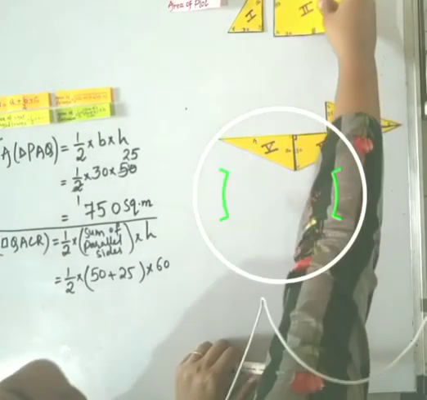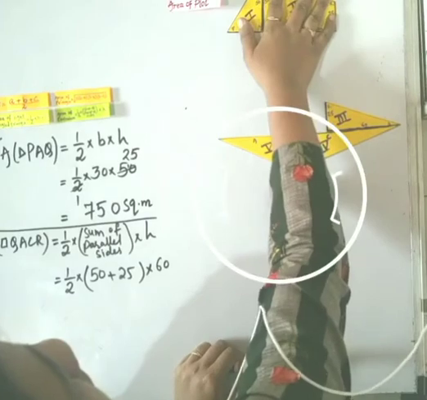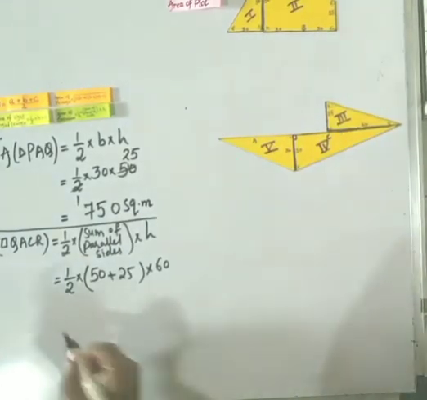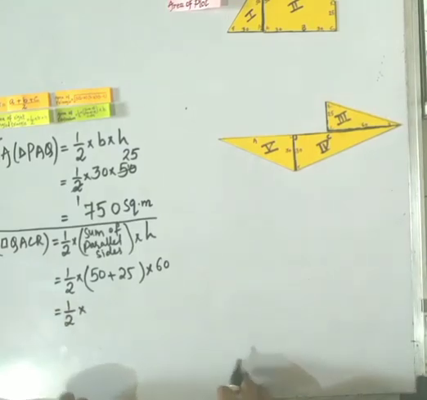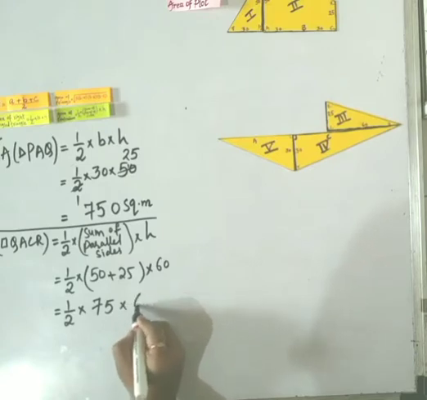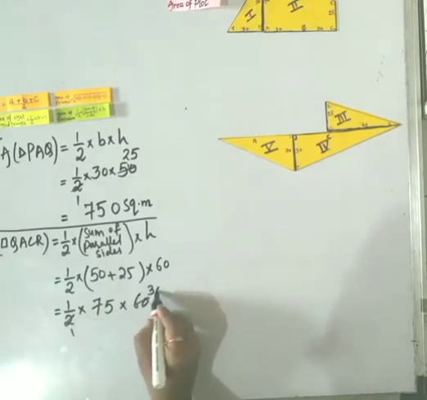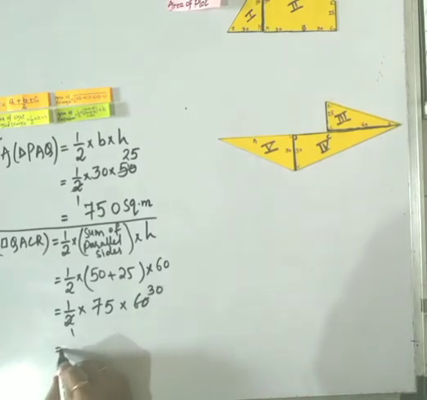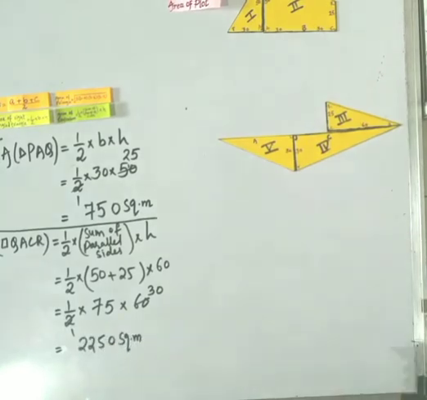Okay, let's put this second part in its place. This is my second part, which is equal to 1/2 into 50 plus 25, which is 75, into 60. 2 ones are 2, 2 threes are 6, and this 0 will remain as it is. 75 multiplied by 30 will give you 2250 square meter.